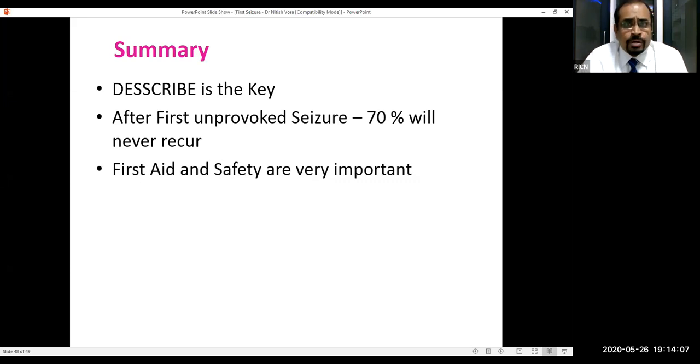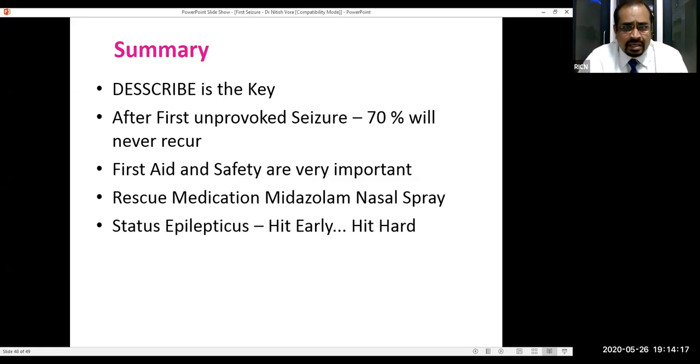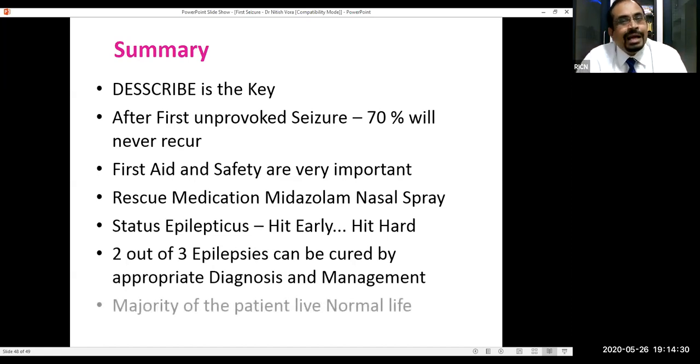First aid and safety are very important. The counseling is essential for that. Rescue medication, midazolam spray. We discussed the spray and how you can use it and a general dose. Status epilepticus, hit early, hit hard, and why it's important. Good thing is 2 out of 3 epilepsies can be cured by appropriate diagnosis and management. So that's a key. That's a reassurance. It's not lifelong medication for the majority. And the majority live a happy, healthy, normal life with good education.